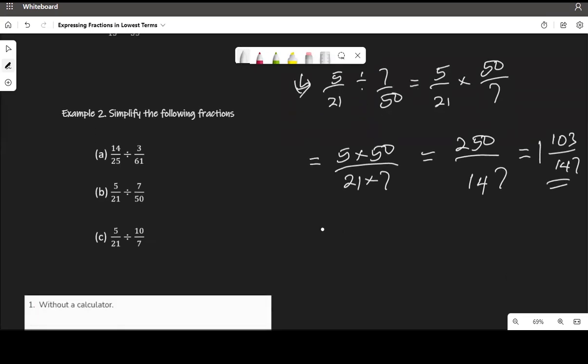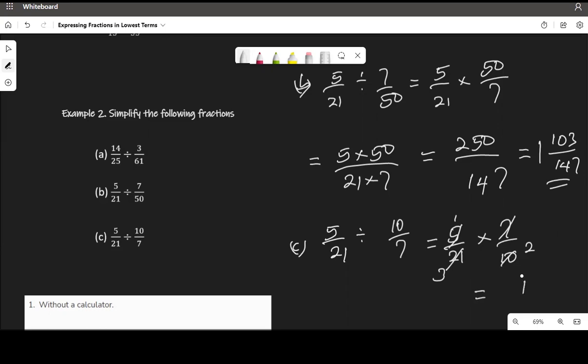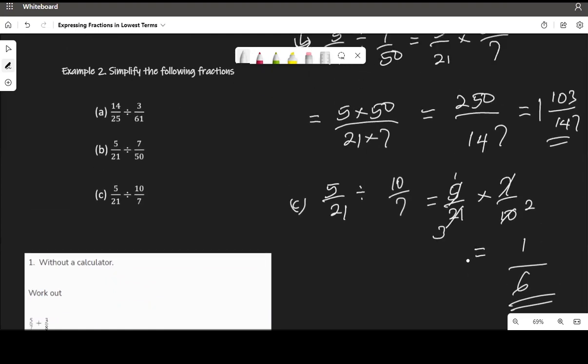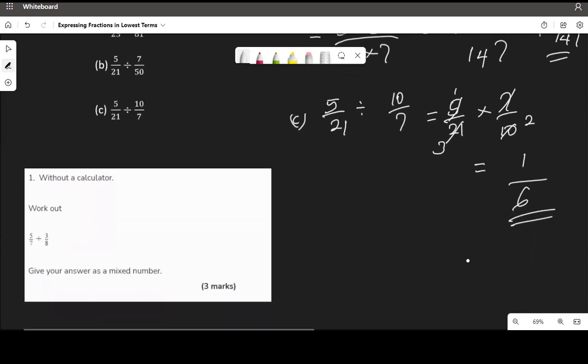I have 5 over 21 divided by 10 over 7. That will be 5 over 21 times 7 over 10. 7 here 1, 7 here 3. 5 here 1, 5 here 2. So I will have 1 over 3 times 2, 6. 1 over 6. Okay.